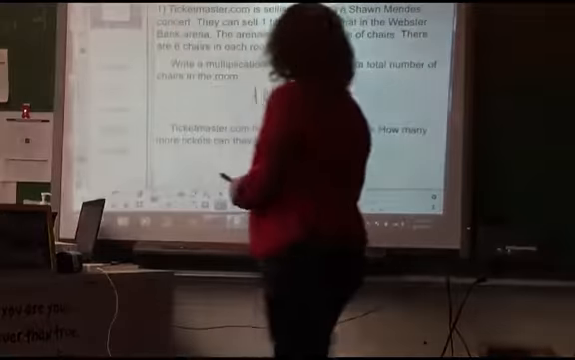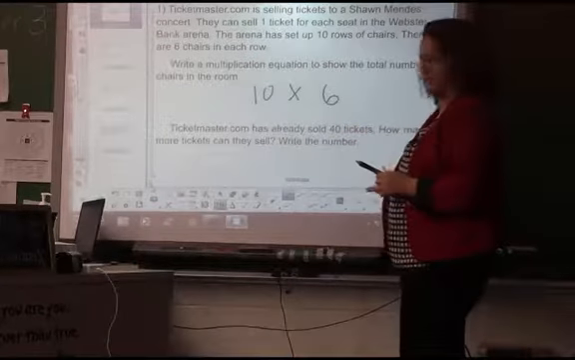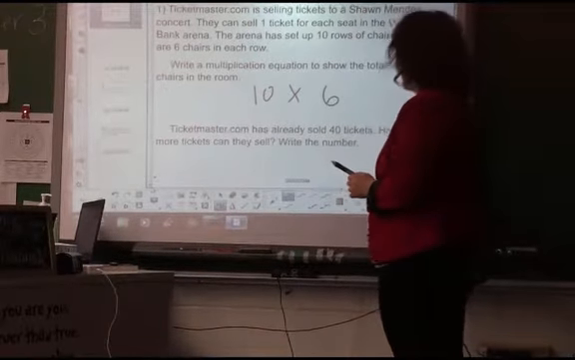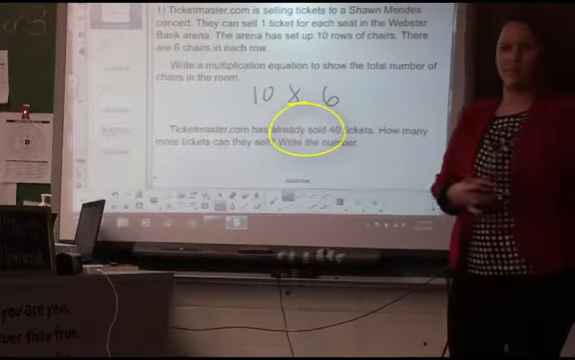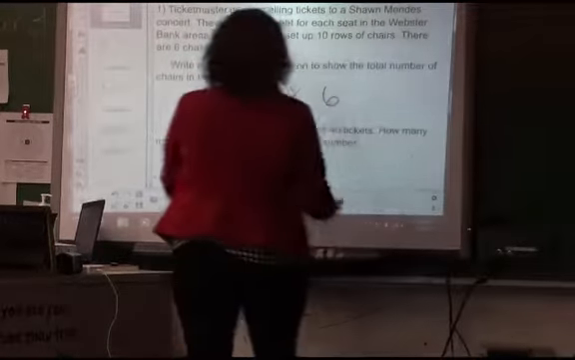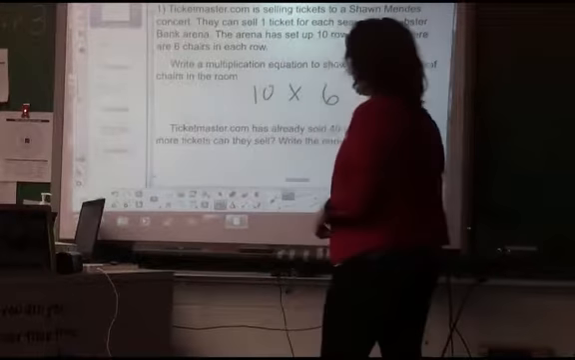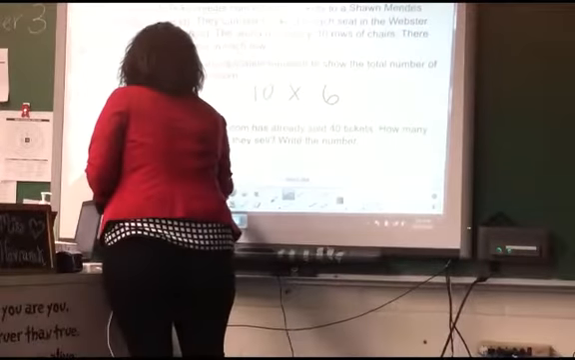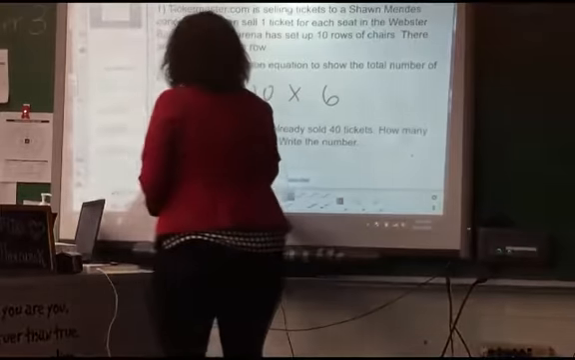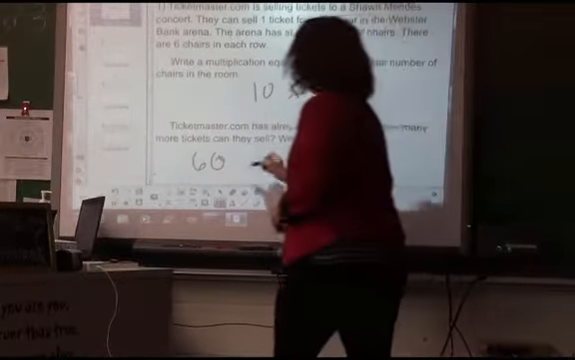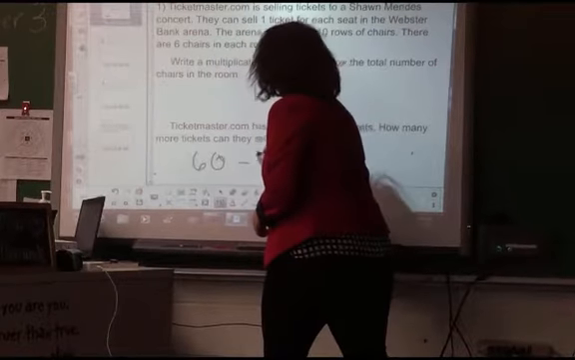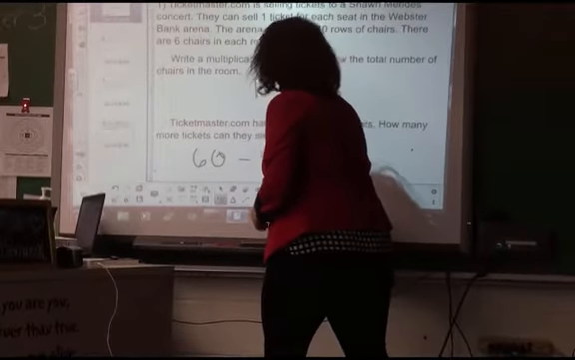So now Ticketmaster has already sold 40 tickets. How many more tickets can they sell? Write the number. So they've already sold 40 tickets, so 40 tickets have been taken away. So we're going to keep this 10 times 6. So what's 10 times 6? 60. Right? So you have 10 times 6 is 60. And they've already sold 40 tickets. So all we're going to do, since they've already sold it, we're going to take away that 40.